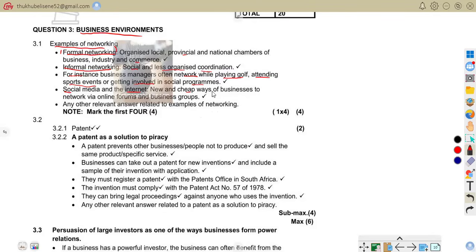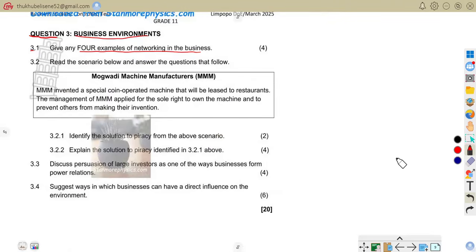New and cheap ways for business to network are via online forums as well as business groups. Here we are talking about social media and the internet, that is, using online platforms to connect and communicate with other businesses. So any relevant answer related to the examples of networking is accepted. So that is 3.1. Let us go to 3.2.